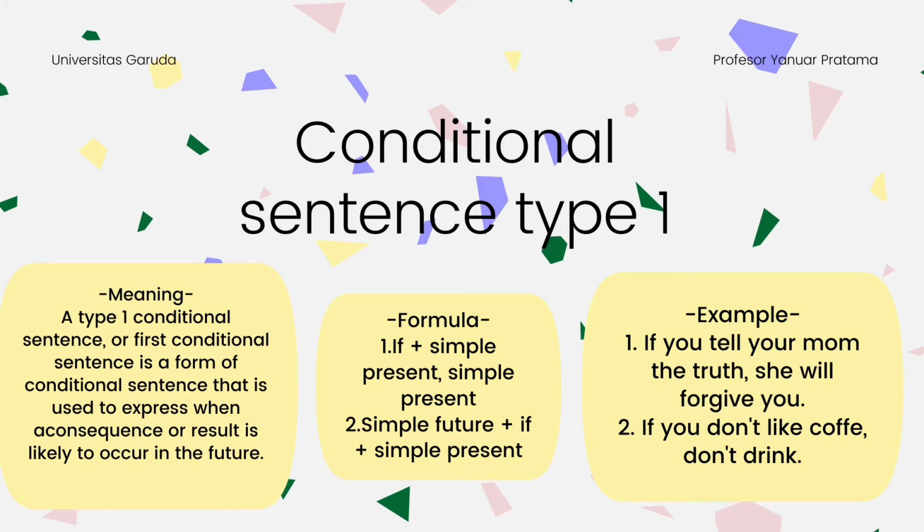The sentence above states that there is still a possibility that if he is honest with his mother, his mother will forgive him. In addition, the first conditional sentence can also be used to give instruction or advice. However, what is used is not will anymore, but imperative mood. Imperative is a form of a verb, more precisely mood. This form expresses an order, request, and so on. For example, if you don't like coffee, don't drink.